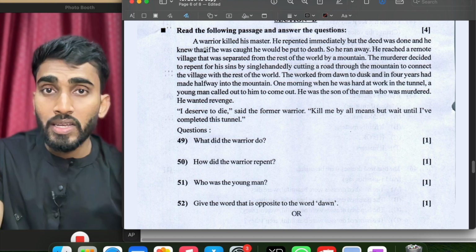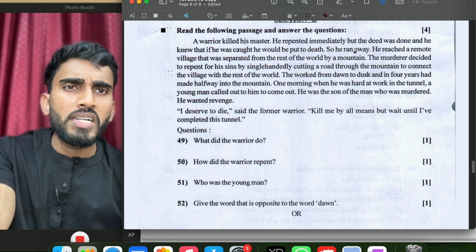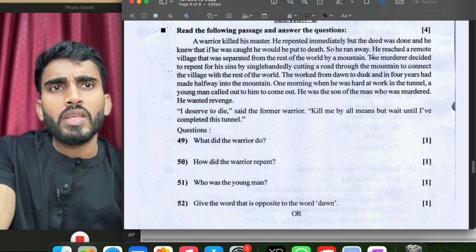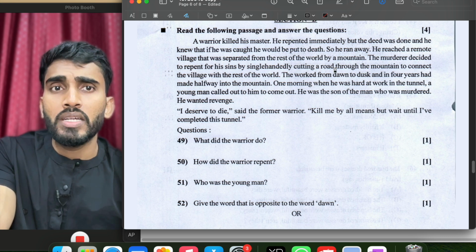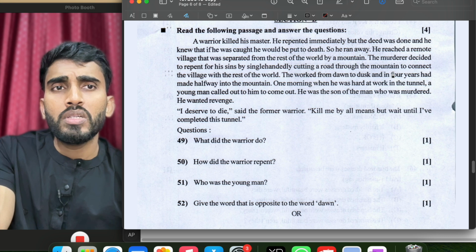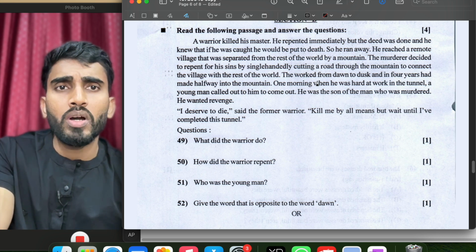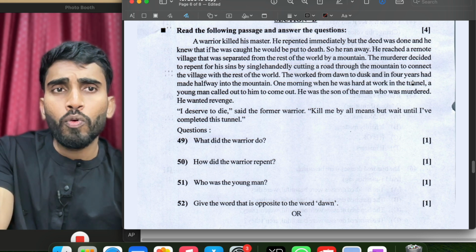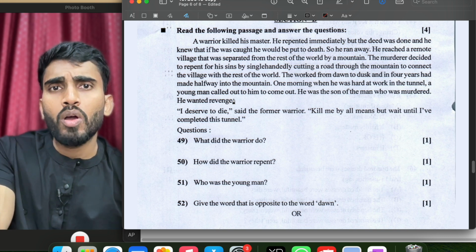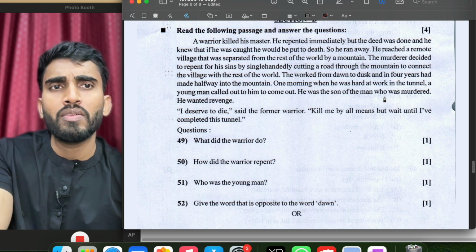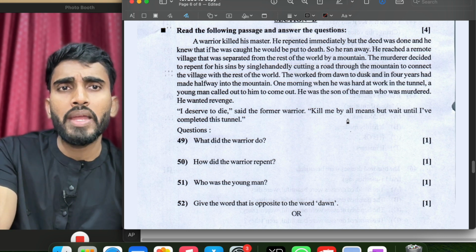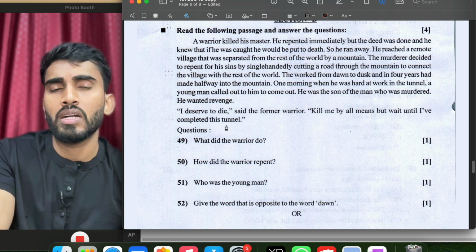So the paragraph is saying that a warrior killed his master. He repented immediately, but the deed was done, and he knew that if he was caught, he would be put to death. So he ran away. He reached a remote village that was separated from the rest of the world by a mountain. The murderer decided to repent for his sins by single-handedly cutting a road through the mountain to connect the village with the rest of the world. He worked from dawn to dusk and in 4 years had made halfway into the mountain. One morning, when he was hard at work in the tunnel, a young man called out to him to come out. He was the son of the man who was murdered. He wanted revenge. I deserve to die, said the former warrior. Kill me by all means, but wait until I have completed this tunnel.